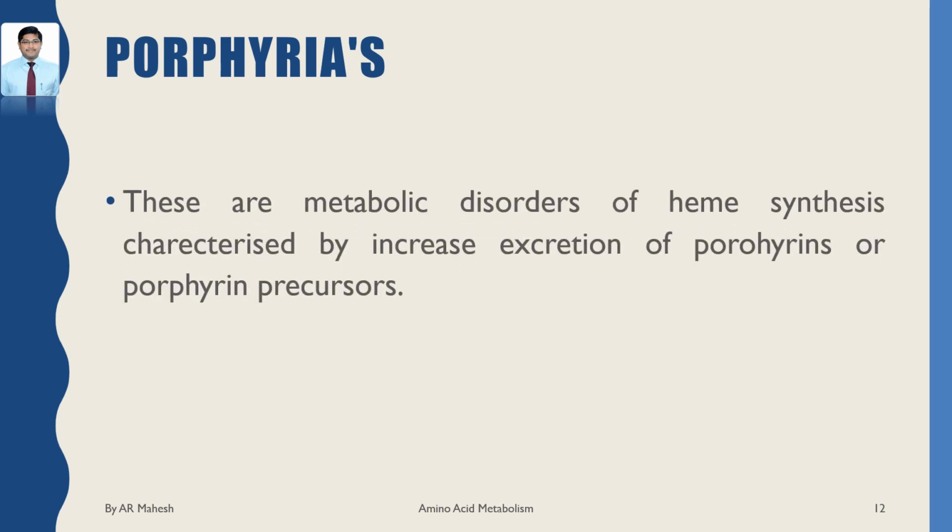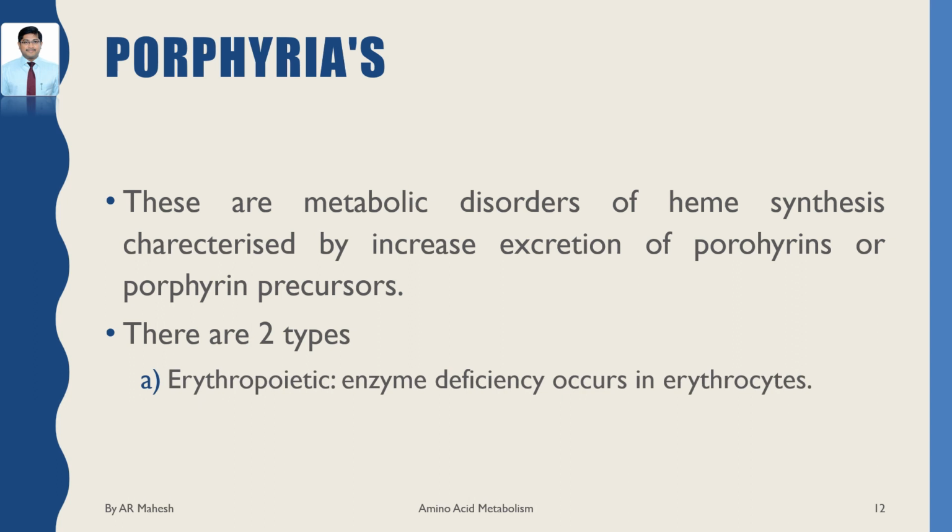Porphyrias are metabolic disorders of heme synthesis characterized by increased excretion of porphyrins or porphyrin precursors. There are two types of porphyrias, namely erythropoietic porphyria, where enzyme deficiency occurs in the erythrocytes, and hepatic porphyria, where the enzyme defect lies in the liver.